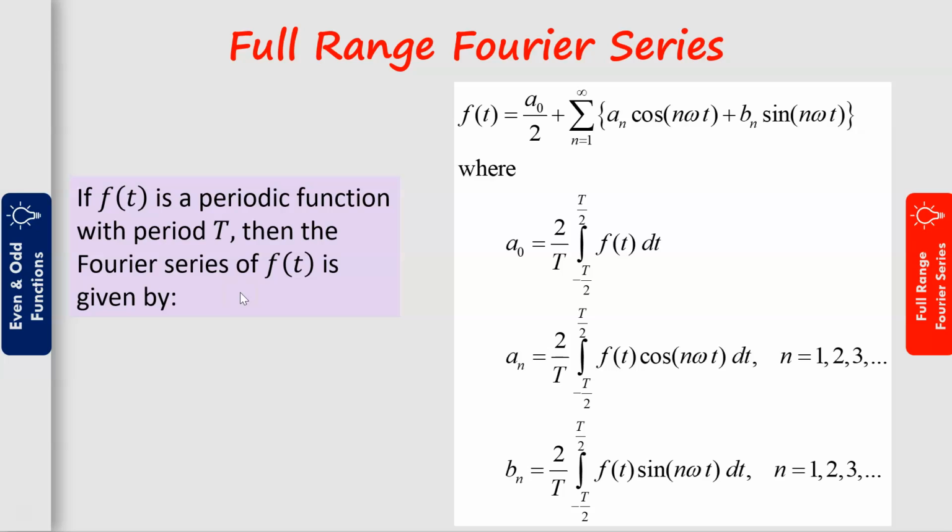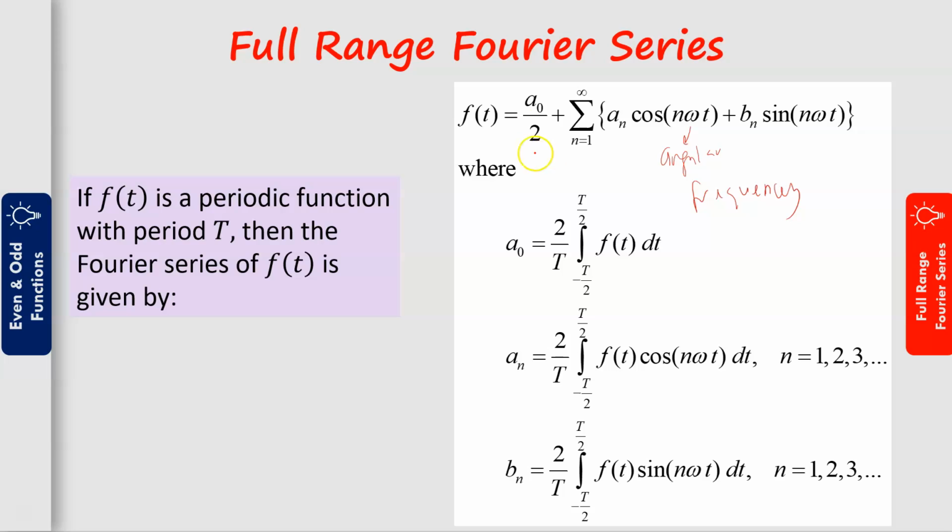Then the Fourier series of this function is given by f(t) equal to a naught over 2 plus the sum starting from n equal to 1 up to infinity of a n cos n omega t. So what does it mean by this omega? This one is the angular frequency. You already learned about this angular frequency in week 12, so if you forgot about this, you have to refer back to the video of week 12. And plus b n sin n omega t, where a naught, a n and b n are the coefficients of the Fourier series.